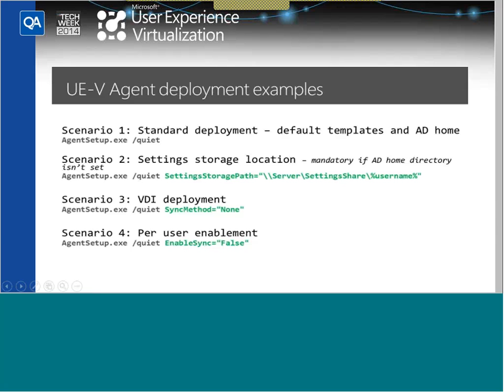Okay, so by disabling it on a per user basis, we can deploy the agent prior to enabling it for our users to use. So we can deploy the agent in our gold image, ready for us to deploy UE-V at a later date, simply by then changing the option to enable sync.